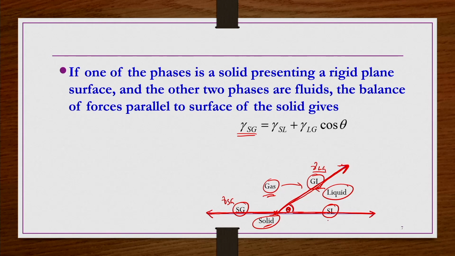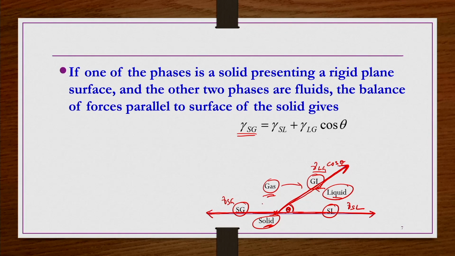Okay. And then here we have an interface between the liquid and solid phase. So, there is an interface between this liquid and solid phase. Whatever the interfacial tension is there, that is nothing but gamma SL. And then this interface GL is at an angle theta with interface SL, right. Because of that, this gamma Lg should be multiplied by cos theta.